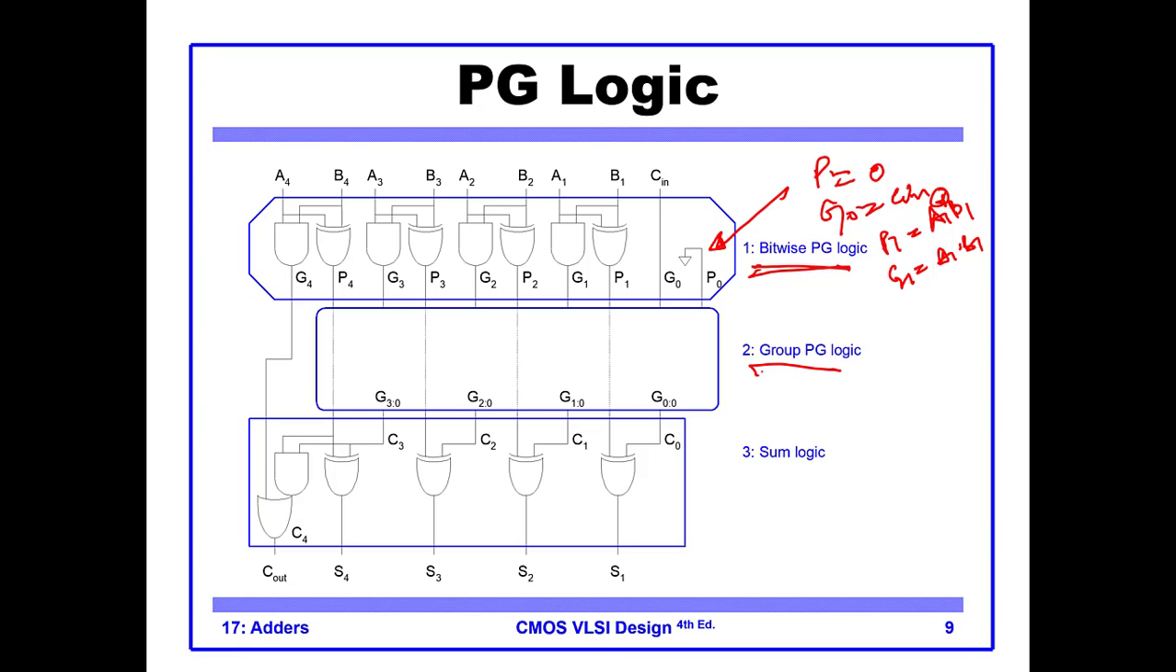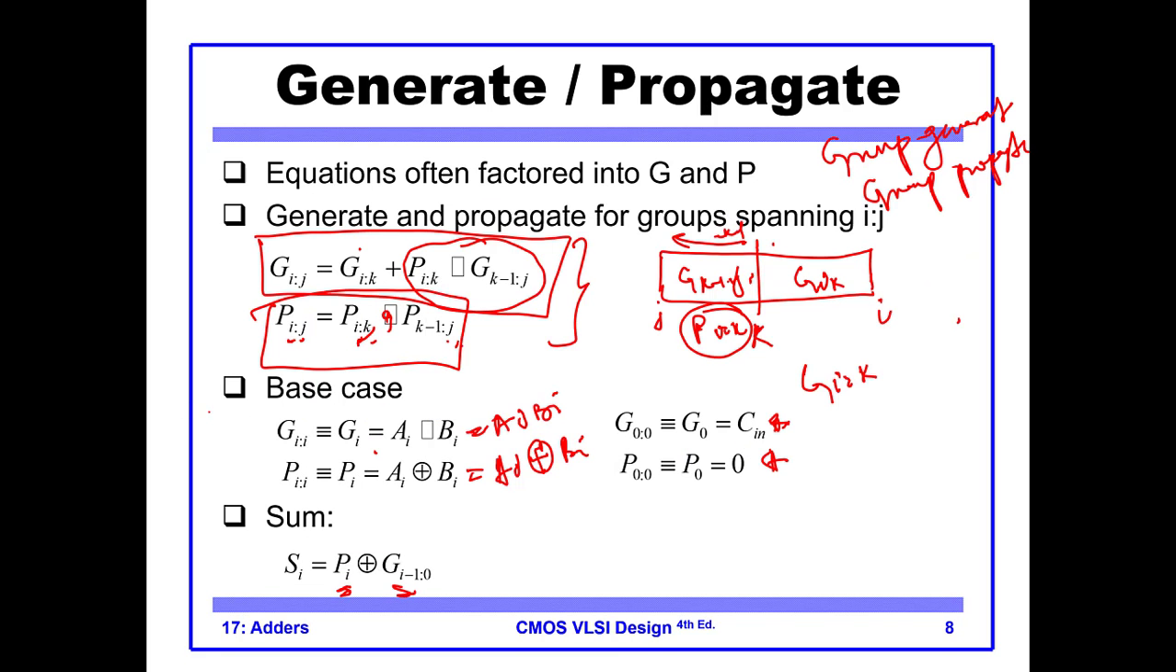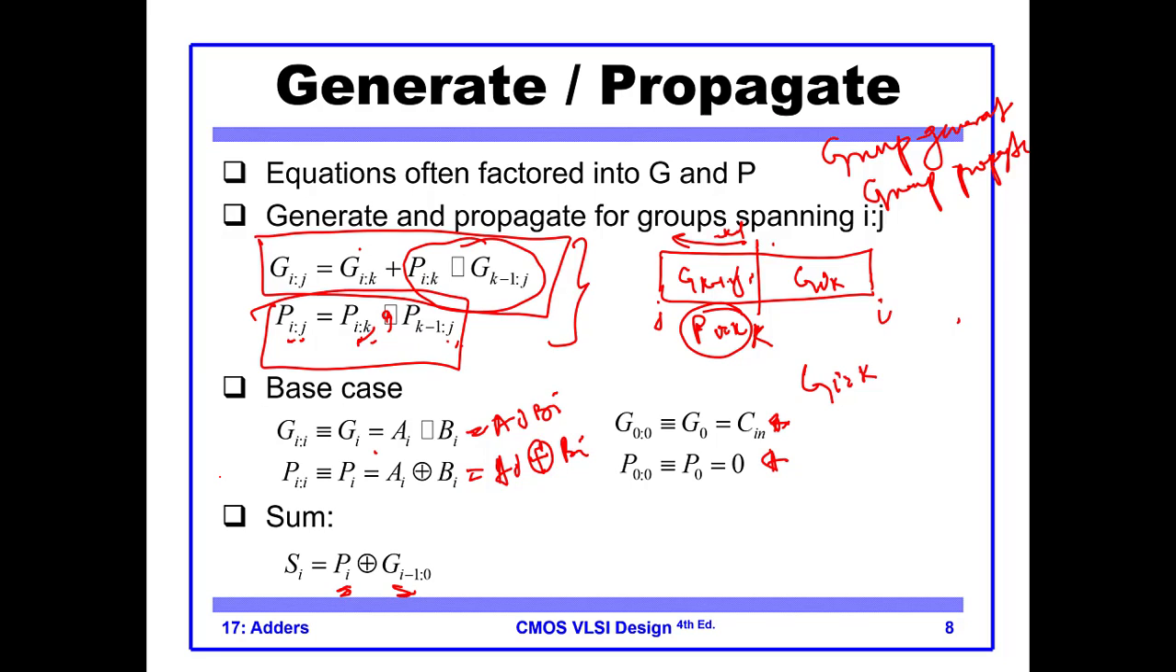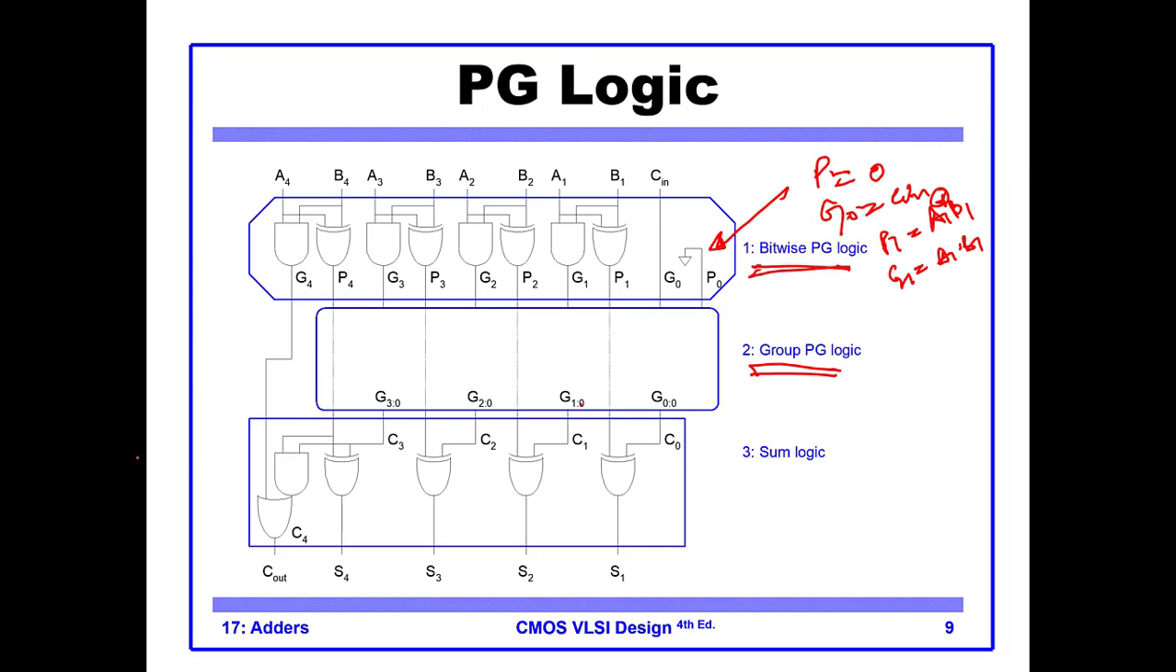Then the next level is group PG logic, in which the formulas in the previous slides are used. So for G00 you can calculate the formula from the equation given. Similarly for G01, for G02, for G03, you can use the formulas on this slide. Just put in the values of I and J and you can calculate the group PG logic with these equations.